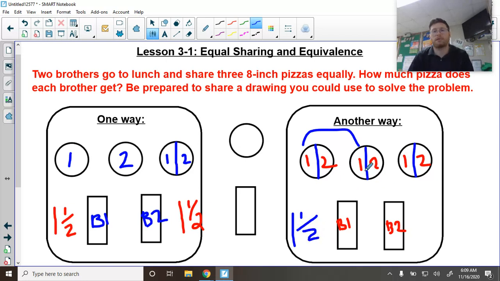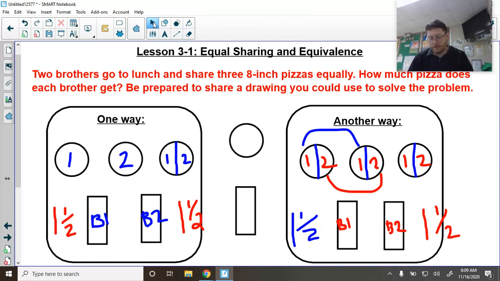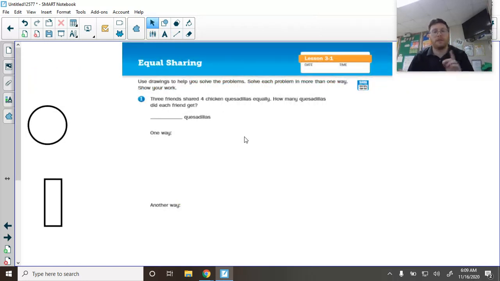All right, brother 2. Brother 2 has half there and half there, which makes a whole. And then he also has this half left. All right, so those are the 2 different ways that we could figure that out. Now, if I go to my next slide, this is actually in your book. So we can actually look at this.